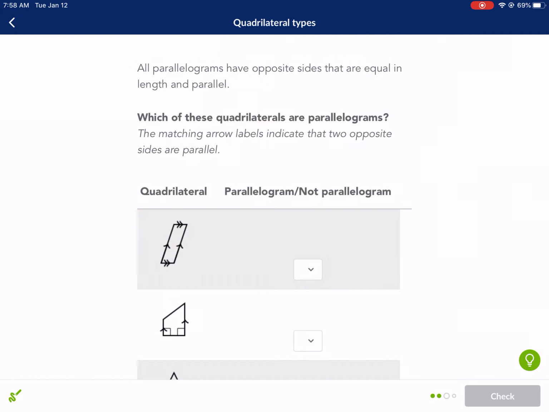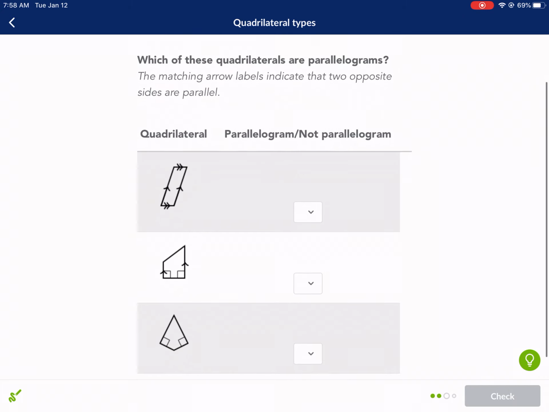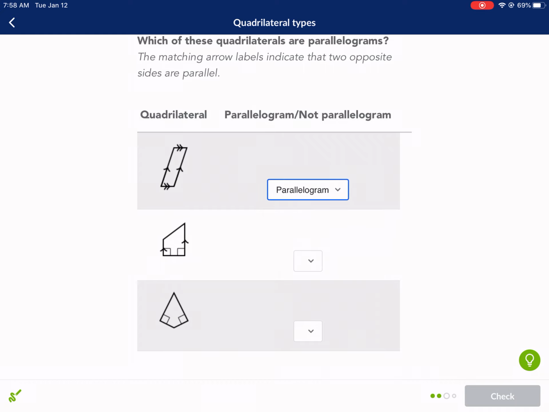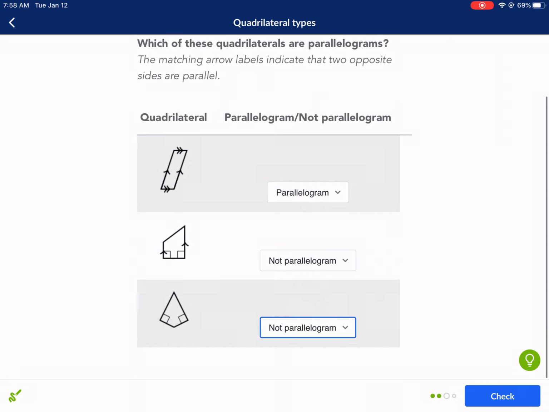All right, next question. Which of these quadrilaterals are parallelograms? It says all parallelograms have opposite sides that are equal in length and parallel. So this is a parallelogram because opposite sides are parallel. This is not because it's a trapezoid, and this one's a kite, so it is also not. You have to have two pairs of opposite sides that are parallel.